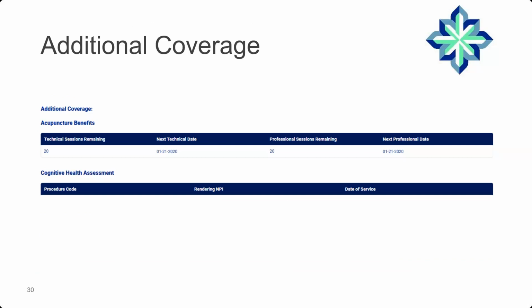The lower section of the tab is for cognitive health assessments. Checking for cognitive impairment is done as part of the annual wellness visits, but symptoms can show up during any other routine visits. If this occurs, Medicare does cover a separate visit to more thoroughly assess a patient's cognitive function and to develop a care plan. So if the patient received this service, then you would see CPT 99438 listed under the procedure code along with the rendering provider MPI and the date of service.